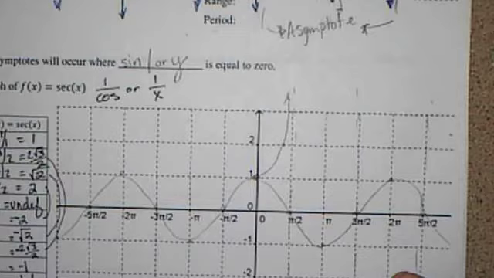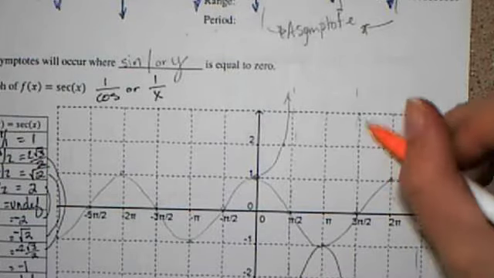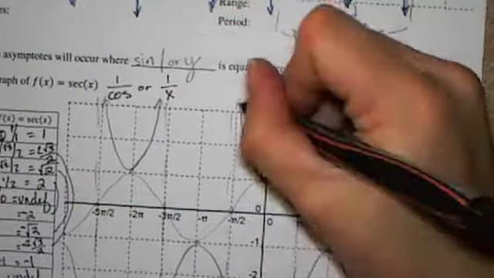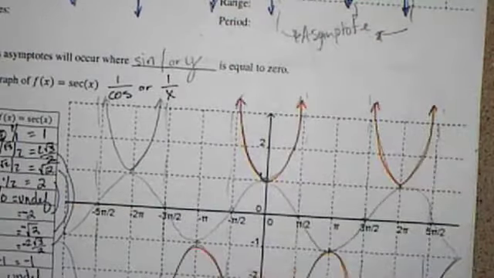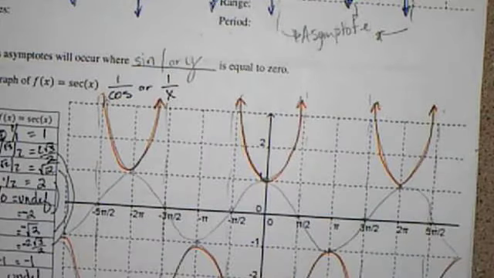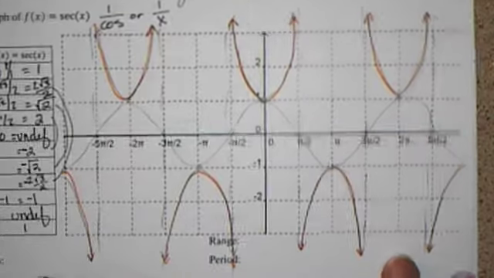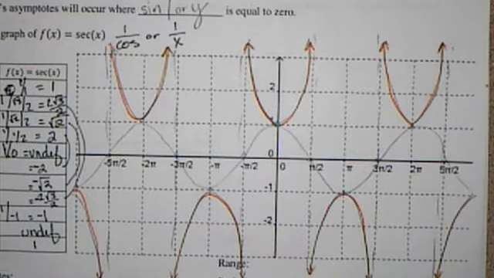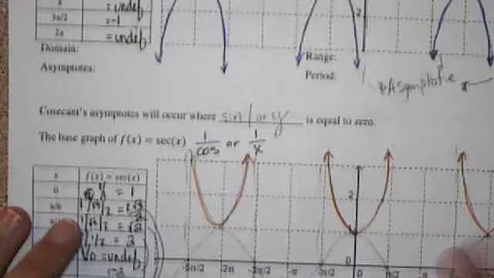And then we drop down to the negatives. And I'm going to finish up the graph. And there we have the secant graph, inverse of cosine. So let's go over some of this information, the domain and range, similar between the graphs, so we can talk about them at the same time.